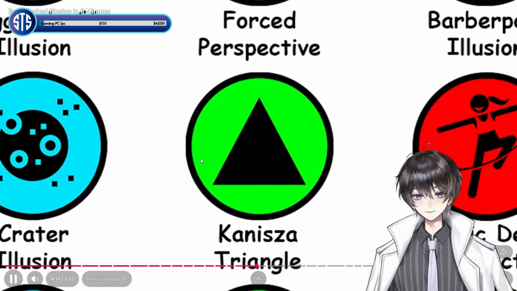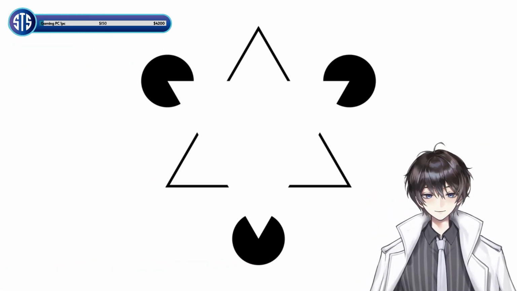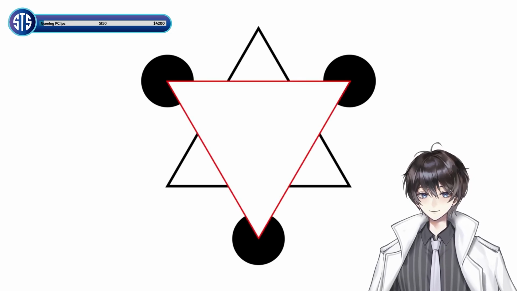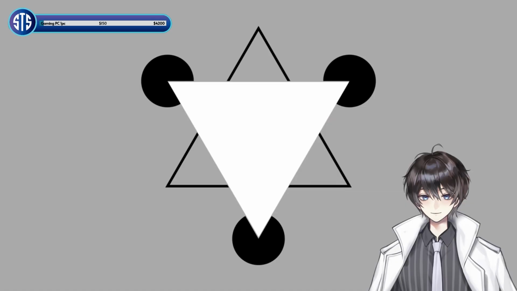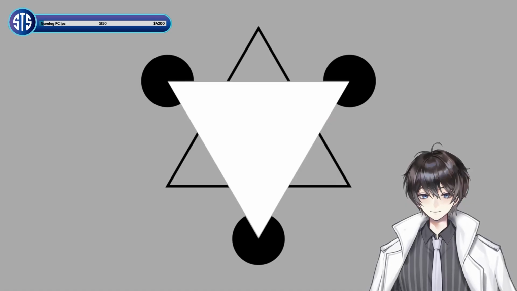Kanizsa triangle. This image gives the impression of a bright white triangle, despite the absence of lines or color change across the edge. Some people perceive the illusory triangle as brighter than the background and closer to the viewer.